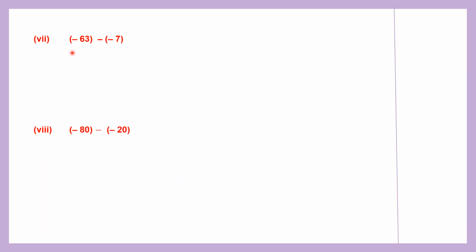Question 7, negative 63 minus negative 7. So we write the first one as it is. So we have negative 63 and then we change the operation to addition. Now we have to write the additive inverse of negative 7. So the first one remains as it is, negative 63 plus the additive inverse of negative 7 is 7.